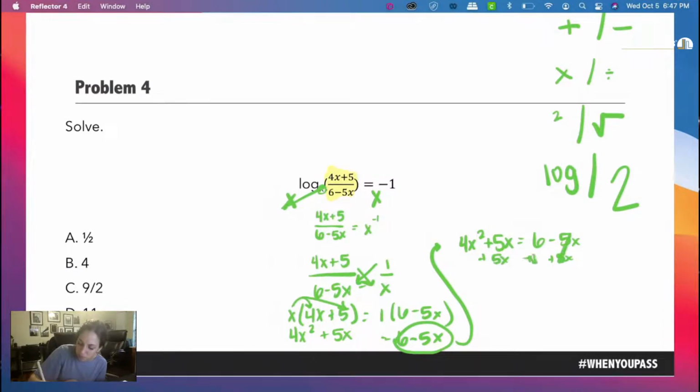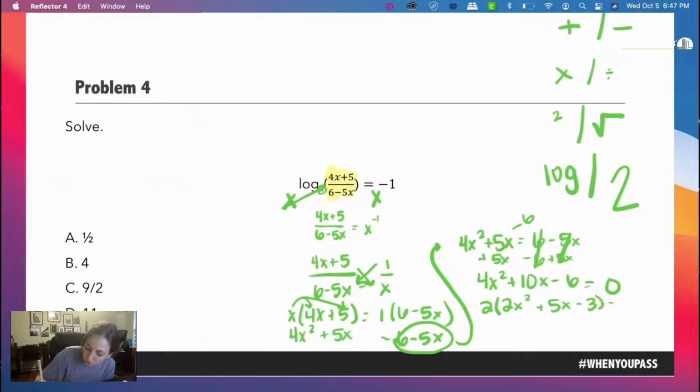And I'm going to subtract 6 from both sides. So now I have 0 on the right, and I have 4x squared plus 10x minus 6 on the left. I don't like to deal with quadratics that have a big number in front of that x squared, so I'm going to divide out as much as I can. So I'm left with 2x squared plus 5x minus 3 equals 0. I'm going to try to factor it.